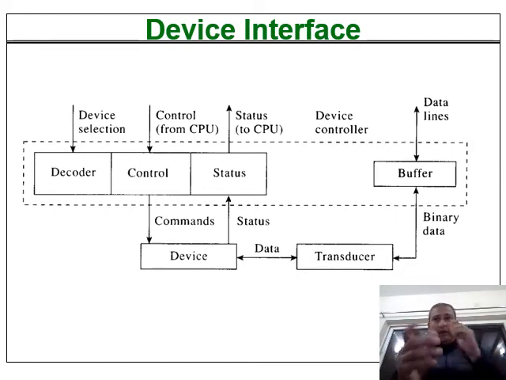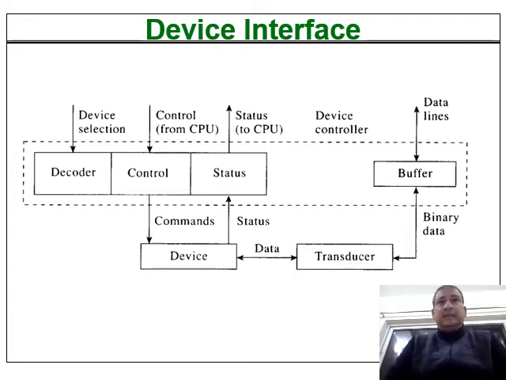Now I'll give you a couple of seconds to look at this diagram. This is the basic idea of a device interface. There are certain components, and in the coming slides the use of all these components will become clearer. But just to name a few, we have the decoder component, the control component, the status component, and the buffer component. These four components essentially make up the device interface.